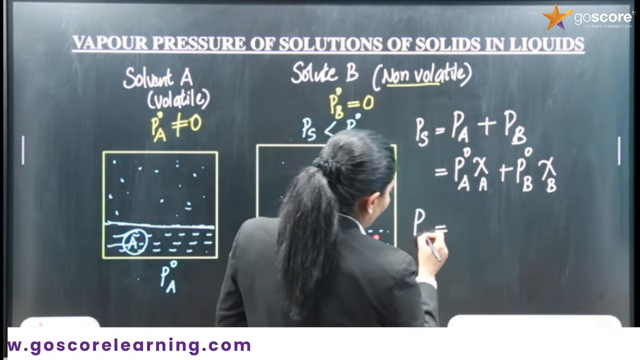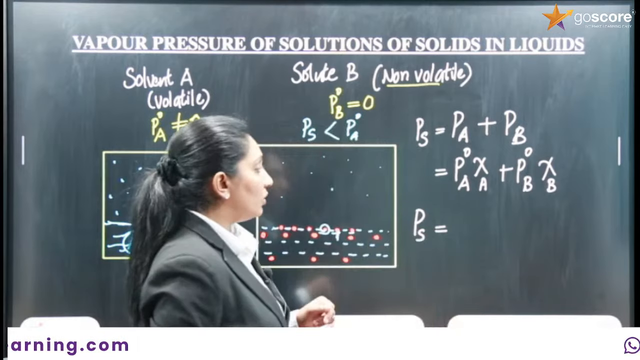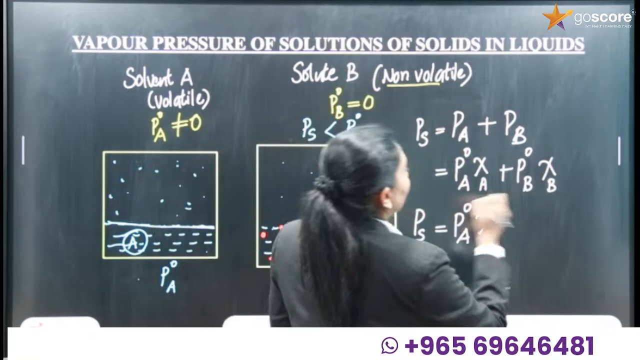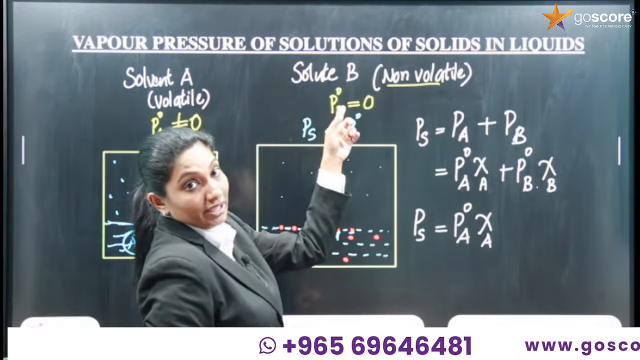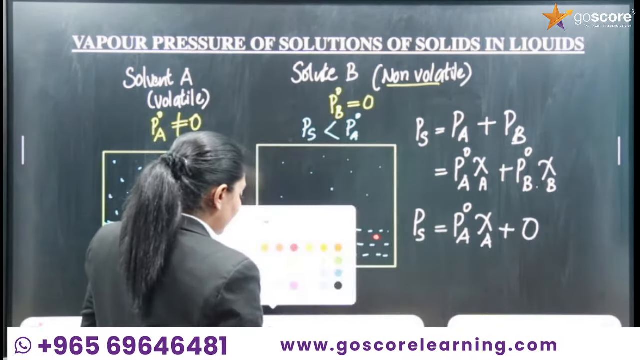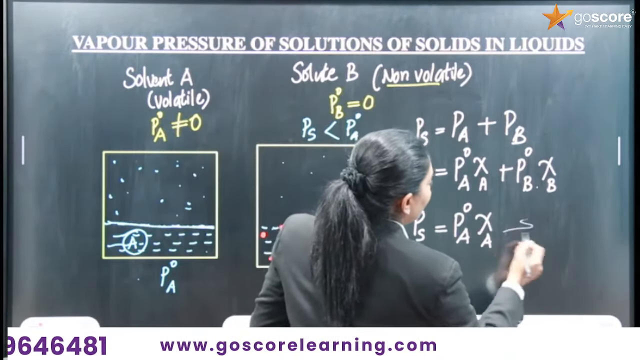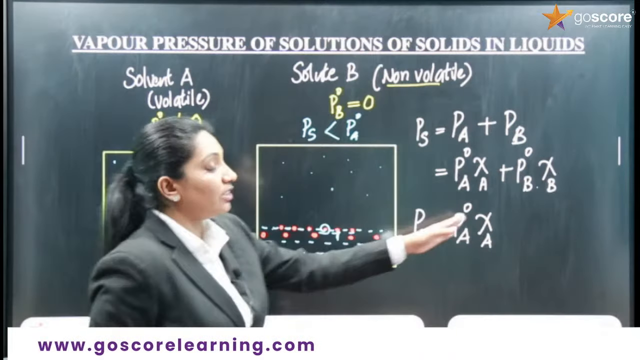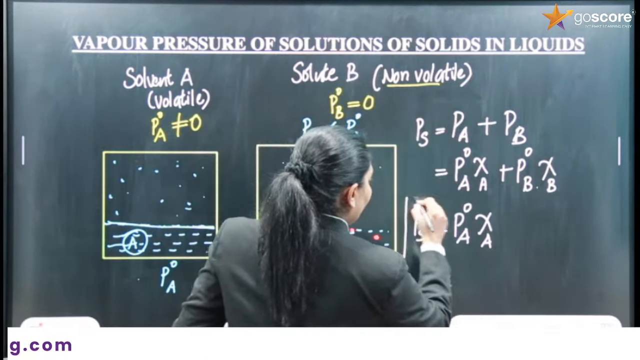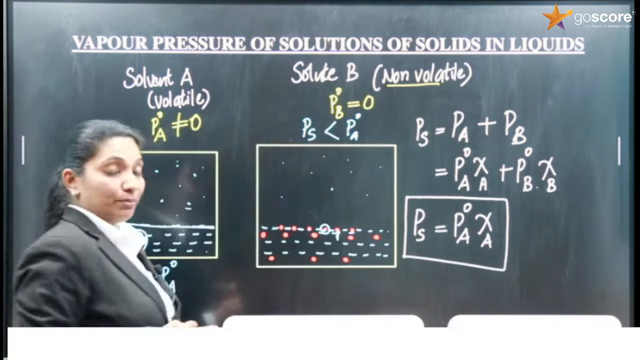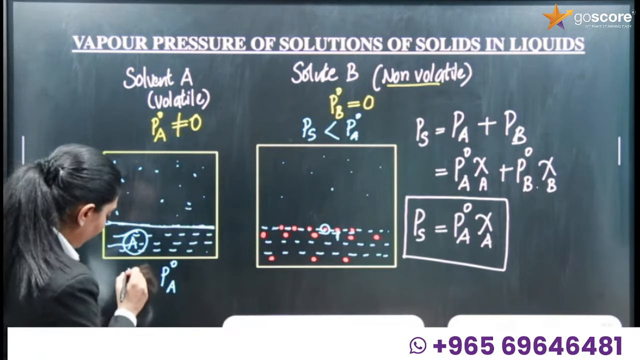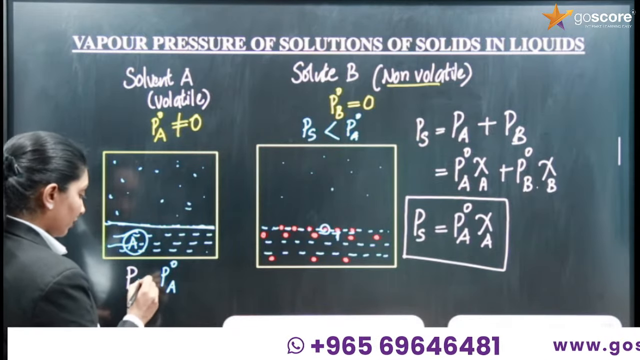So the total pressure of the solution is equal to P naught A into chi A plus P naught B into chi B. What is P naught B? P naught B is 0, right? So this term will be 0. So we can say that the partial pressure of the solution is equal to P naught A into chi A, right? This is the partial vapor pressure exerted by the solution, and this P naught A is the vapor pressure of the pure solvent.